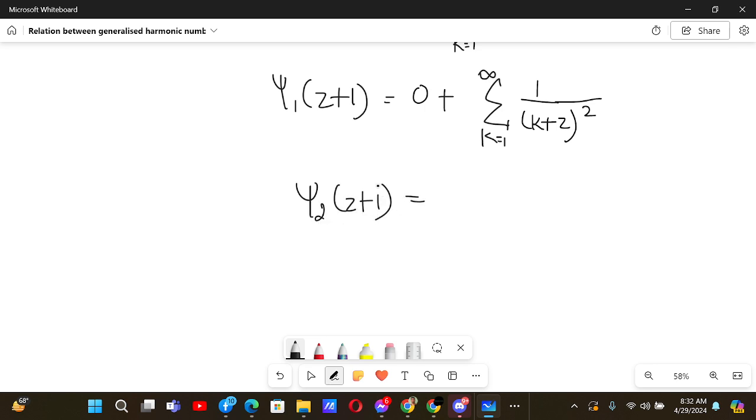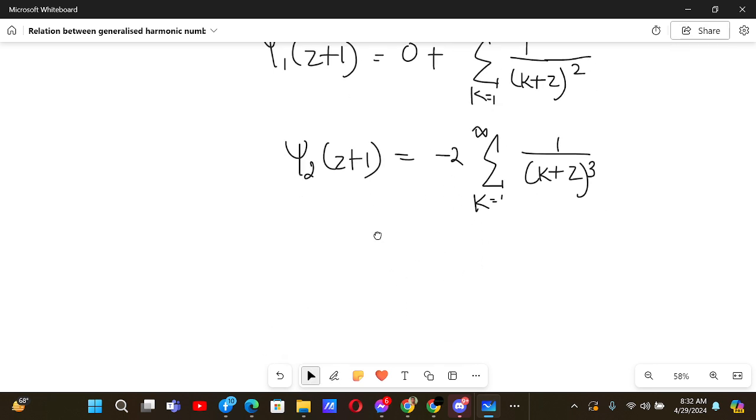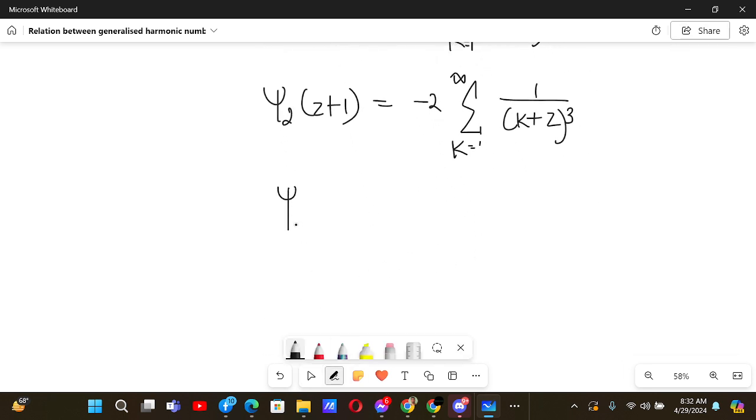Next, if you again differentiate this expression, we have digamma 2 of g plus 1. This basically represents the second derivative. Over here we basically have negative 2 times the sum from k equals 1 to infinity of 1 by k plus g to the power 3. We can differentiate this easily, minus 2 comes in front. This is from the power rule of differentiation. Again, if we differentiate this, we get the negative 3 outside, so now 3 times 2 is basically just 3 factorial.